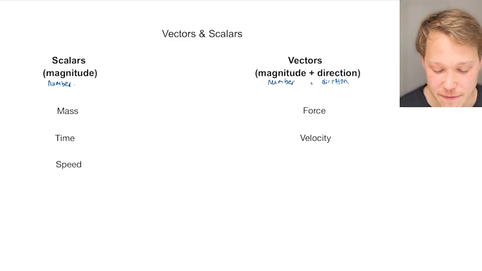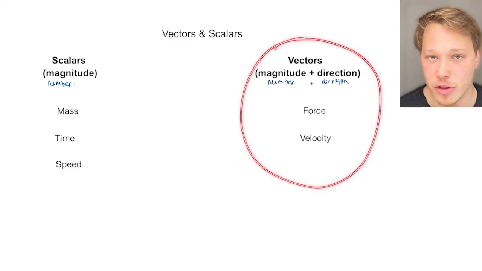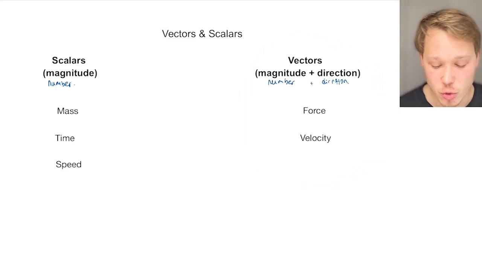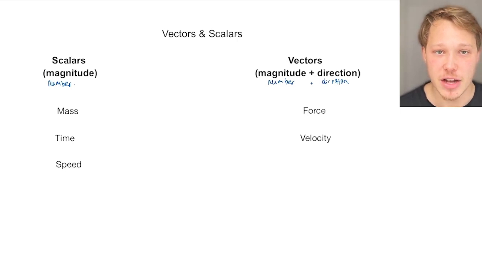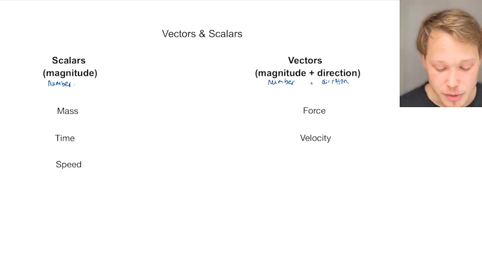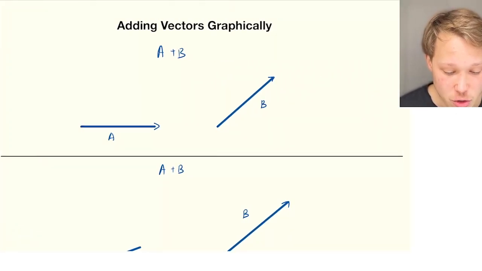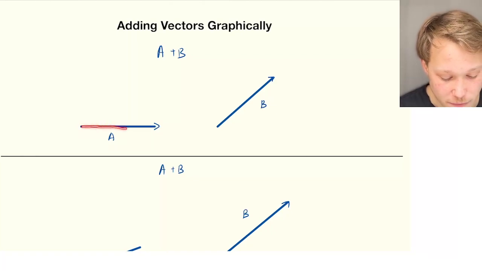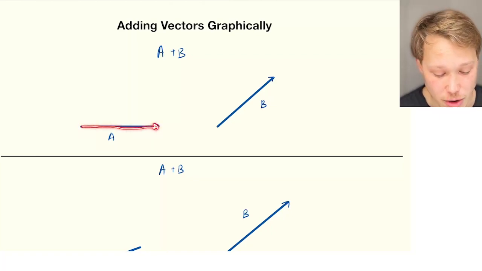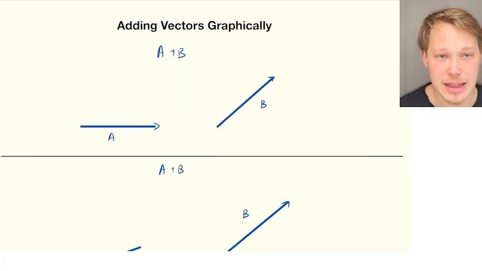This is definitely not an exhaustive list of all the vectors that we'll have to deal with. There will be a lot of different quantities that are vectors. And in order to understand how to do operations with them, we need to know how to add them together. So firstly, let's talk about how to add vectors graphically. Let's say you have one vector that is essentially an arrow, a line, A, and another vector that is B right here. How do I add them together?